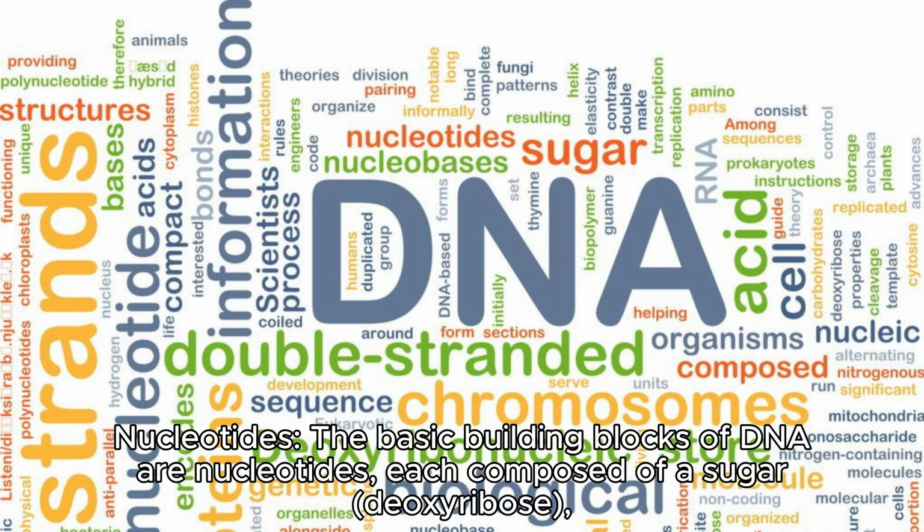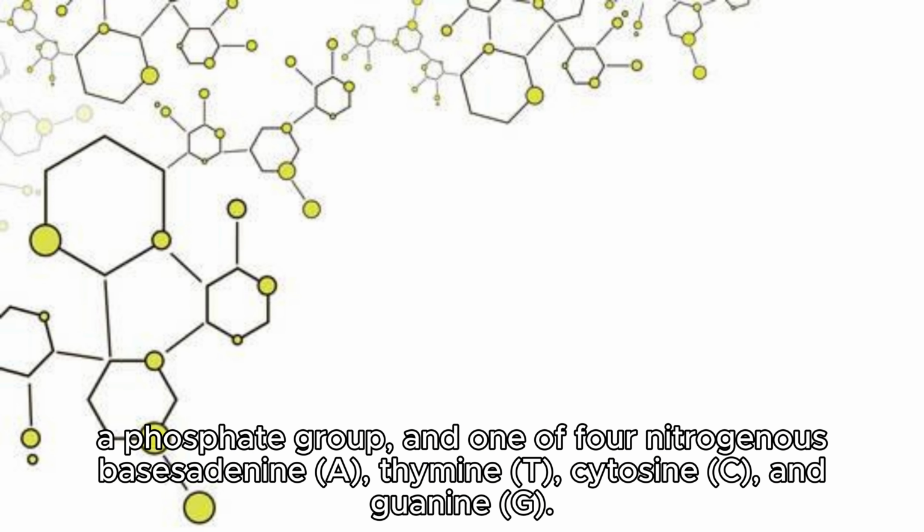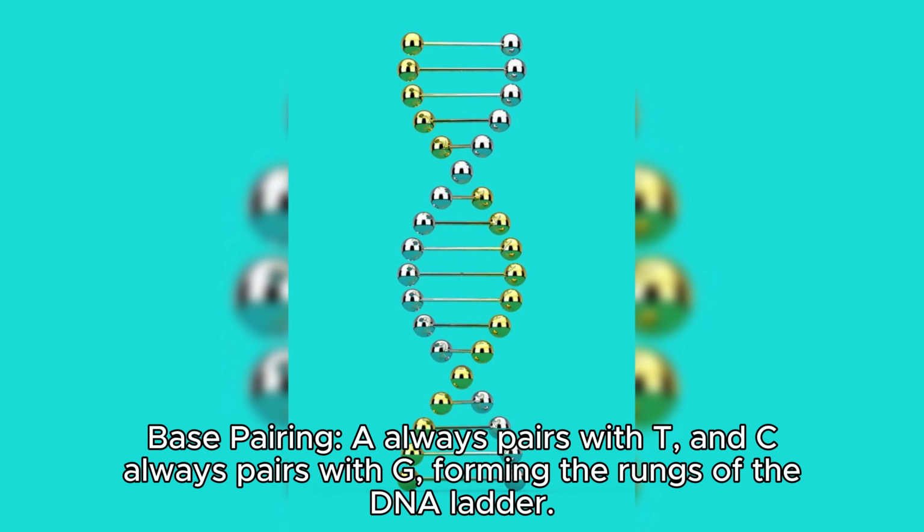Nucleotides. The basic building blocks of DNA are nucleotides, each composed of a sugar, deoxyribose, a phosphate group, and one of four nitrogenous bases: adenine (A), thymine (T), cytosine (C), and guanine (G). Base pairing. A always pairs with T, and C always pairs with G, forming the rungs of the DNA ladder.